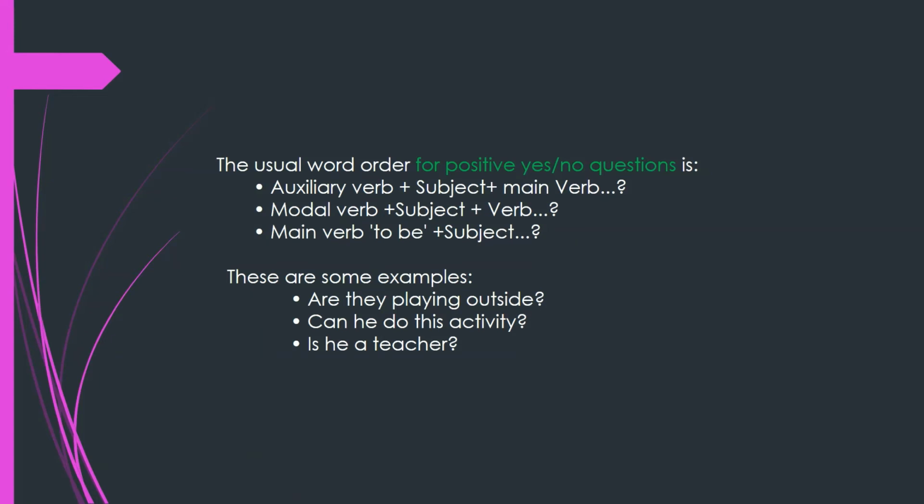The usual word order for positive yes/no questions is the auxiliary verb plus the subject plus the main verb, or the modal verb plus the subject plus the verb, and the rest of the sentence, with a question mark at the end, of course. Or the main verb to be, and the subject and the rest of the sentence. These are some examples. Are they playing outside? Can he do this activity? Is he a teacher?